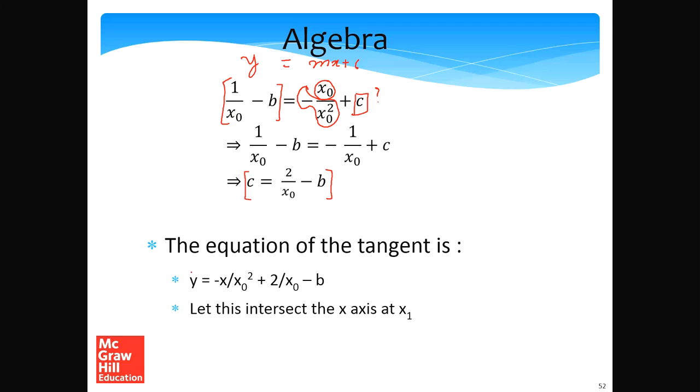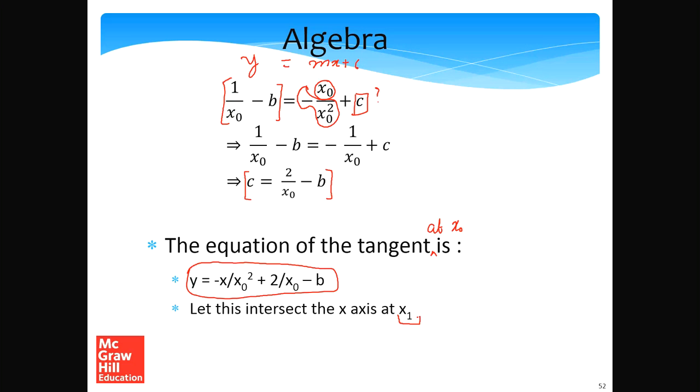So the equation of the tangent becomes y = -x/x0². So the equation of the tangent at x0 is y = -x/x0² + 2/x0 - b. y = mx + c, we know m and c, so this is the equation. So let this tangent, this line, intersect the x-axis at point x1.